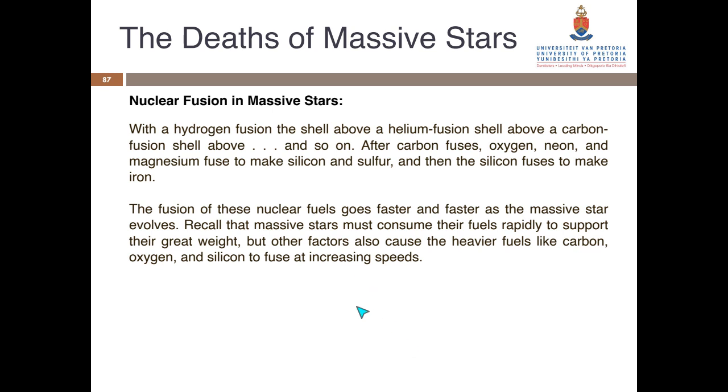So with hydrogen fusion in a shell above a helium fusion shell, and above a carbon fusion shell, and so on. After carbon fuses, oxygen and neon fuse to make magnesium, silicon and sulfur, and then the silicon fuses to make iron. The fusion of these nuclear fuels goes faster and faster as the massive star evolves. Recall that massive stars must consume their fuels rapidly to support their great weight. But other factors also cause the heavier fuels like carbon, oxygen, and silicon to fuse at increasing speeds.